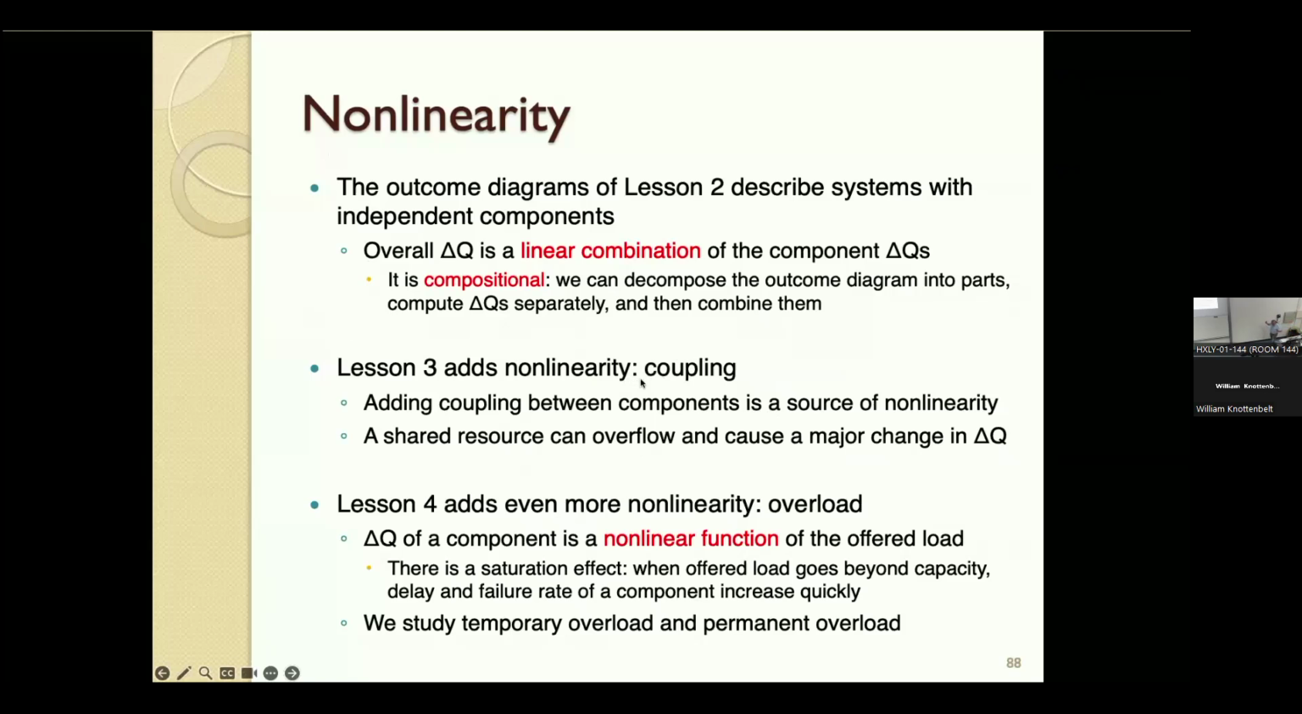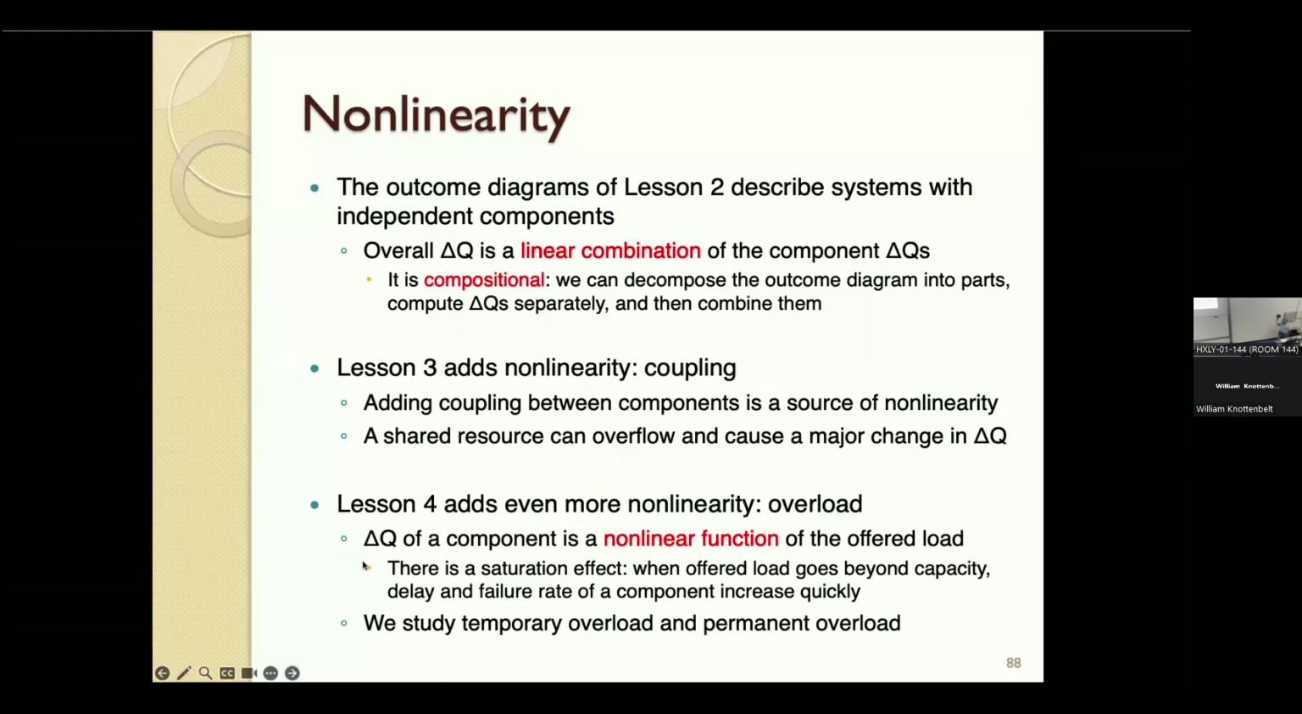And the first kind of nonlinearity I want to talk about is coupling. For example, if 2 components are running on the same CPU, then there's a coupling between them that can cause their behavior to change in a nonlinear way. Shared resources, for example. And then in the final lesson, we'll talk about overload, when systems are overloaded.